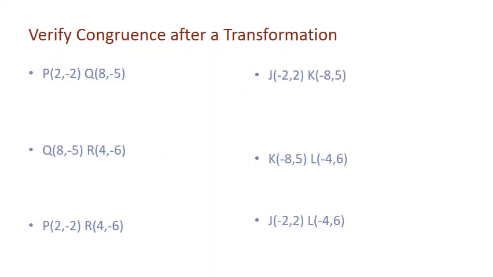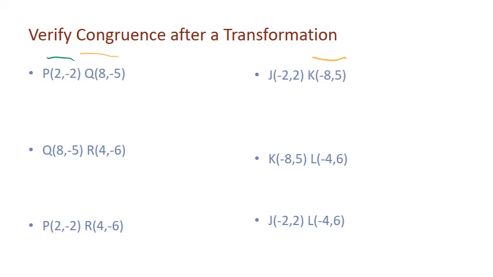All right, so here I've set up the segments along with their coordinates. PQ and JK should be equal to each other. QR and KL should be equal to each other, and RP or PR should be equal to JL. So our distance formula is the square root of x2 minus x1 squared plus y2 minus y1 squared. We're going to consider all these coordinates on the right to be our two coordinates, and the ones on the left are going to be the ones.